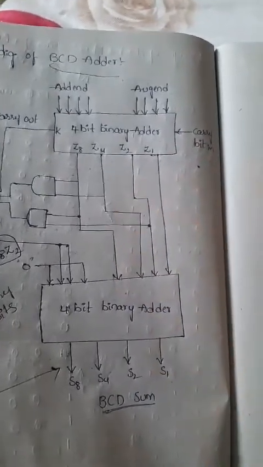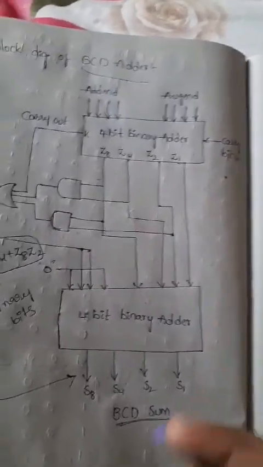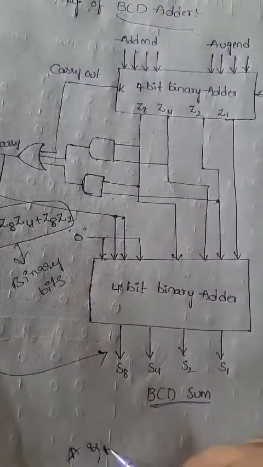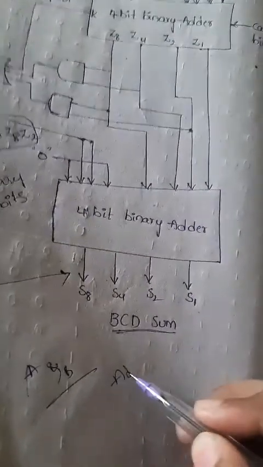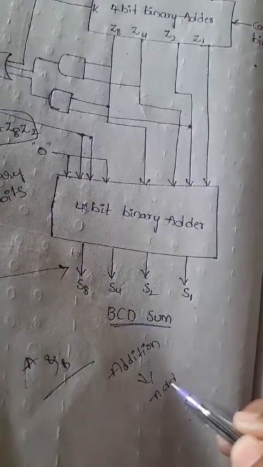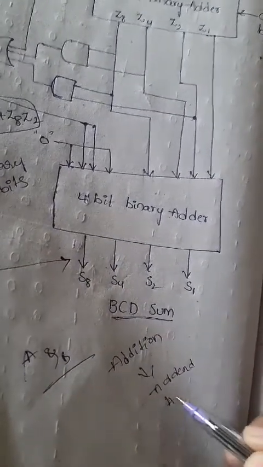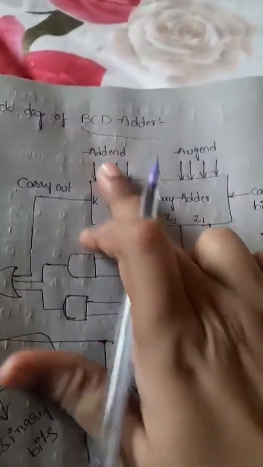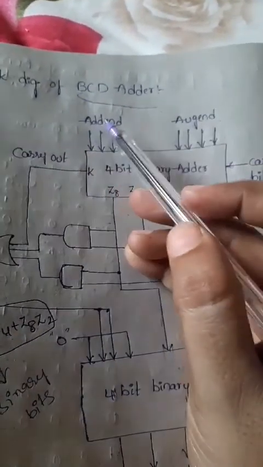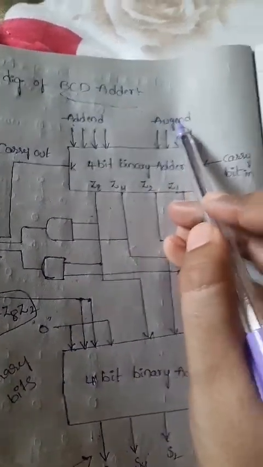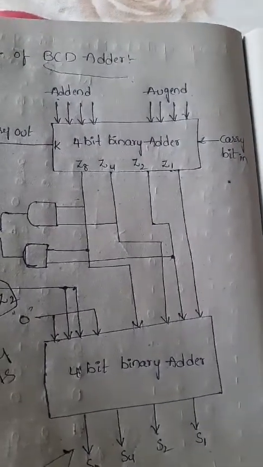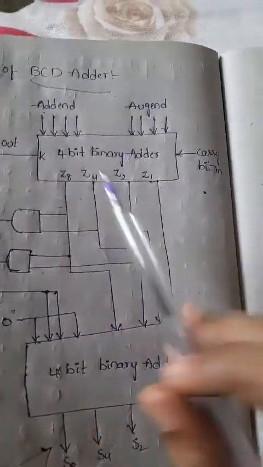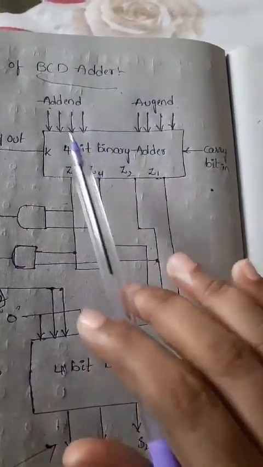Addition means if we need to perform any addition operation, compulsorily we need two inputs, like A and B. If you want to do the addition operation, compulsorily we need two bits. That two bits we are calling the addend, the first bit, and the augend, the second bit. You know these two bits already, so you already know the addition procedure. I can represent those two bits here, addend and augend. In between, what I am doing with these two bits is addition.